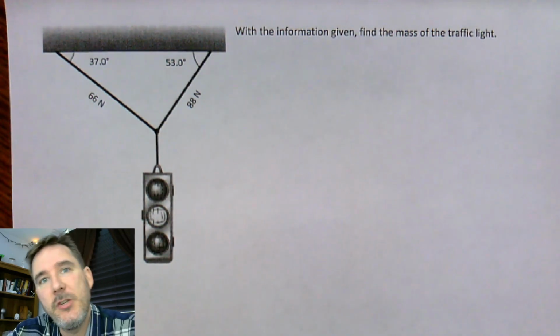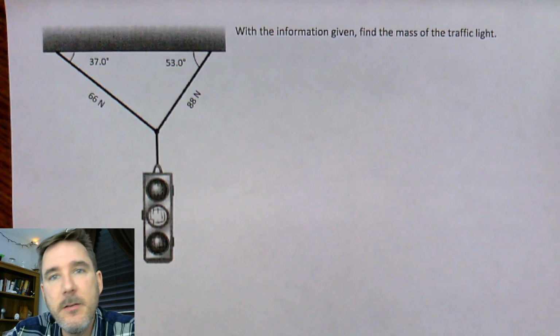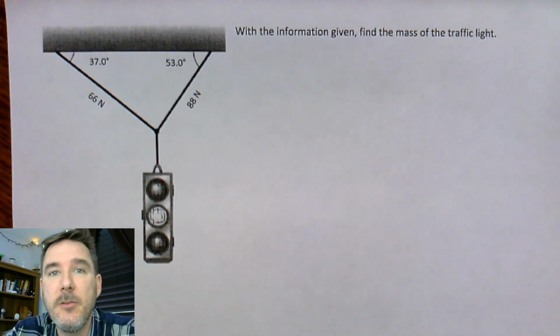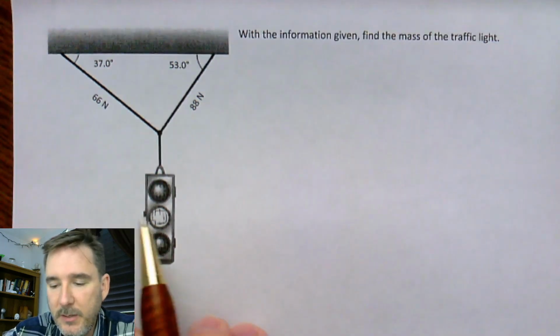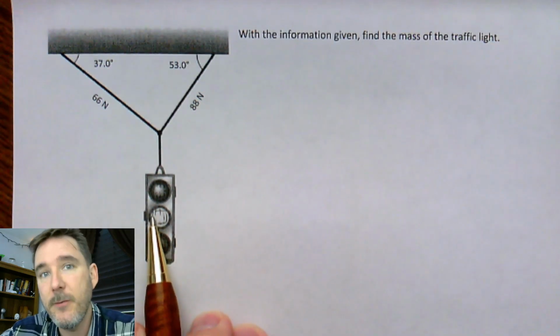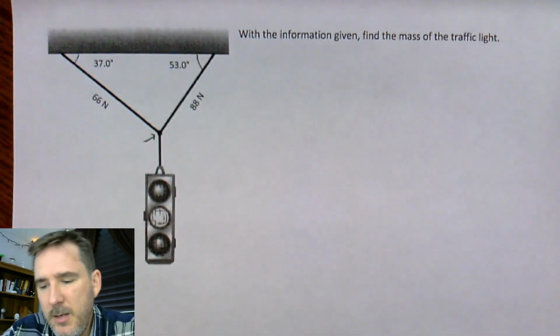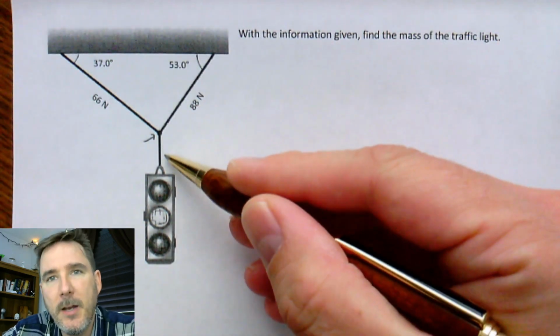Well, we have a situation here with an object being suspended from a couple of wires, and we need to find the mass of this traffic light in this situation. A couple of things to know. First of all, we're going to be really focusing not so much on the traffic light itself. We're going to be focusing on this right here, where the traffic light and the single wire holding it up come together.